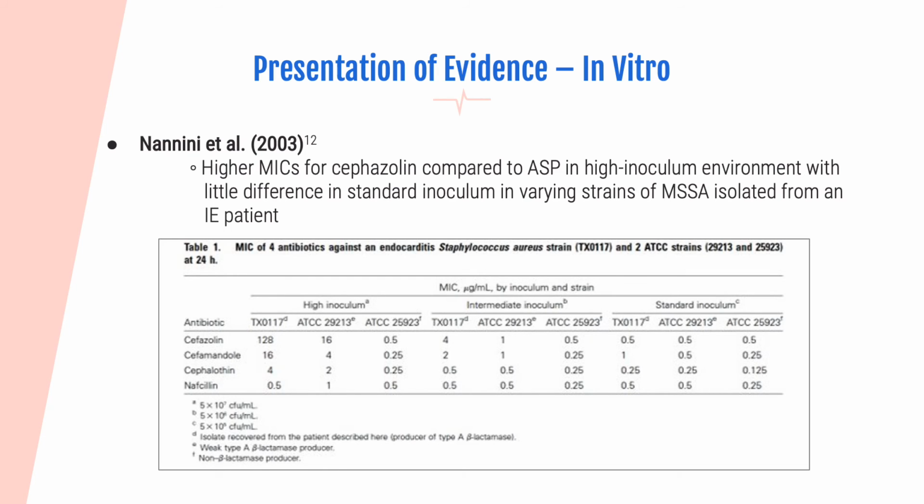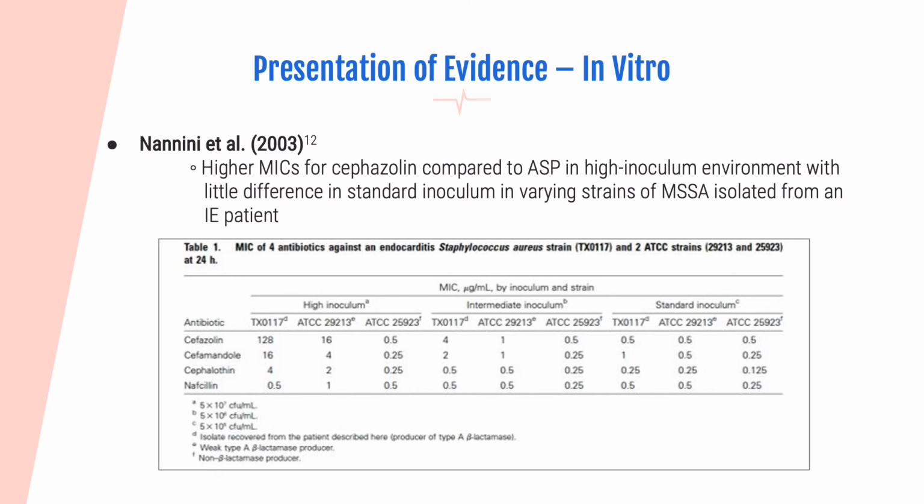Although we need to be careful how we interpret in vitro studies, we can't ignore that several MSSA strains are highly resistant to cefazolin in high inoculum environments. It's important to note that vegetations and abscesses have been demonstrated to be between 10 to the power of 8 and 10 to the power of 11 CFU per mL, which is higher than the high inoculum environment in these in vitro studies. These in vitro studies provide us with important information that we can apply to clinical practice.